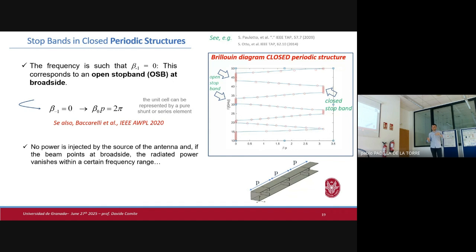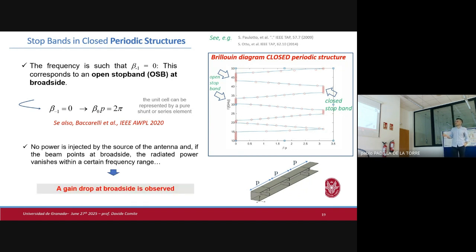Beta here is the real part of the propagation constant, so it's giving you the phase distribution inside the guide. Ideally, if you open this waveguide and give the radiation the possibility of going out, where beta is equal to 0, you can radiate at broadside. Okay, but there is a problem.